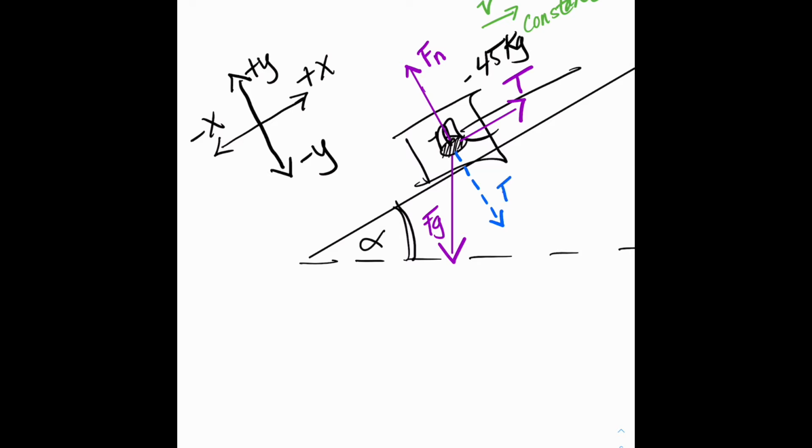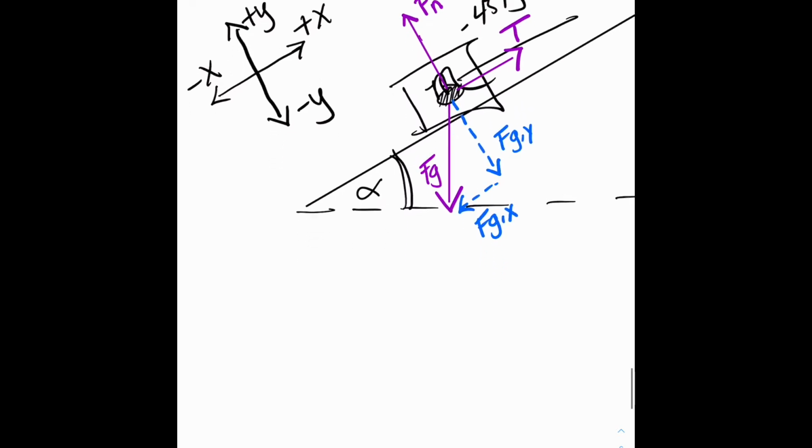And we'll call this FGY. And a piece of FG wants to cause the crate to slide down the incline. And we'll call that FGX. And when we do this, we create a 90-degree right triangle right here with 90 degrees. And therefore, our hypotenuse is force gravity.